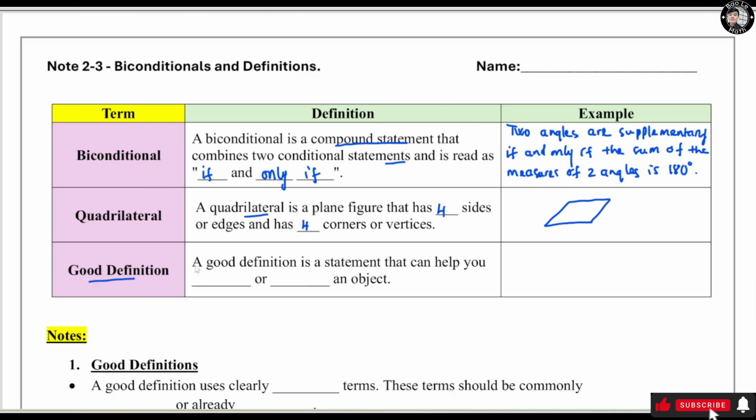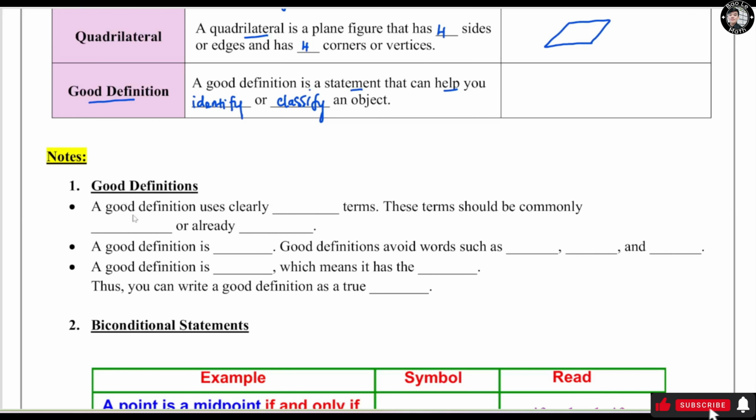Now, a good definition. A good definition is a statement that can help you identify or classify an object. A good definition uses clearly understood terms. These terms should be commonly understood or already defined. A good definition is precise. A good definition avoids words such as large, sort of, and almost.